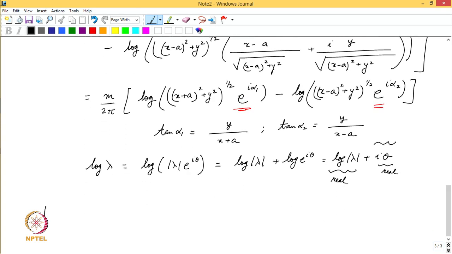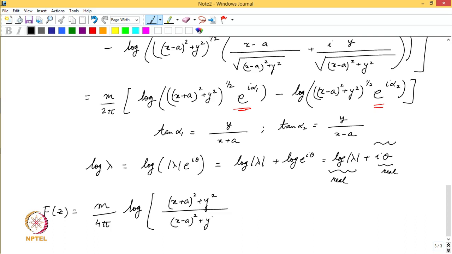So, we can write f of z, and I am going to jump maybe a couple of steps here. I think you can work out that this will be what it would come out to be, m by 4 pi log of (x plus a) square plus y square by (x minus a) square plus y square, and then we will have an iota m by 2 pi times (alpha 1 minus alpha 2).